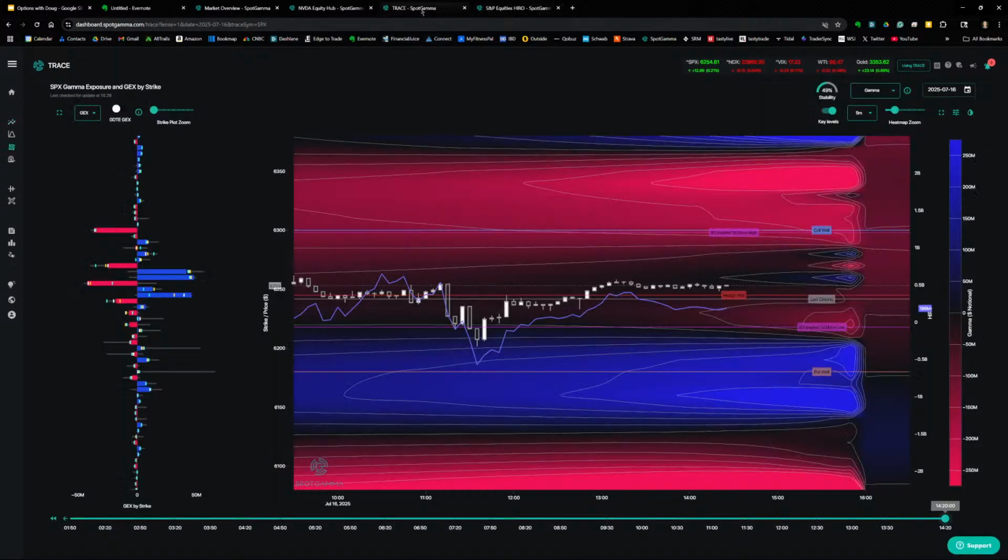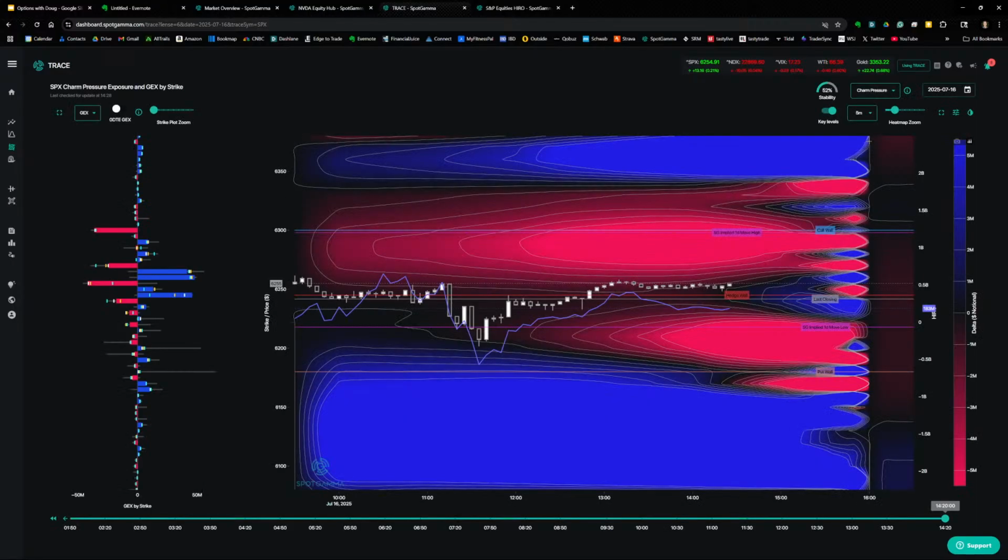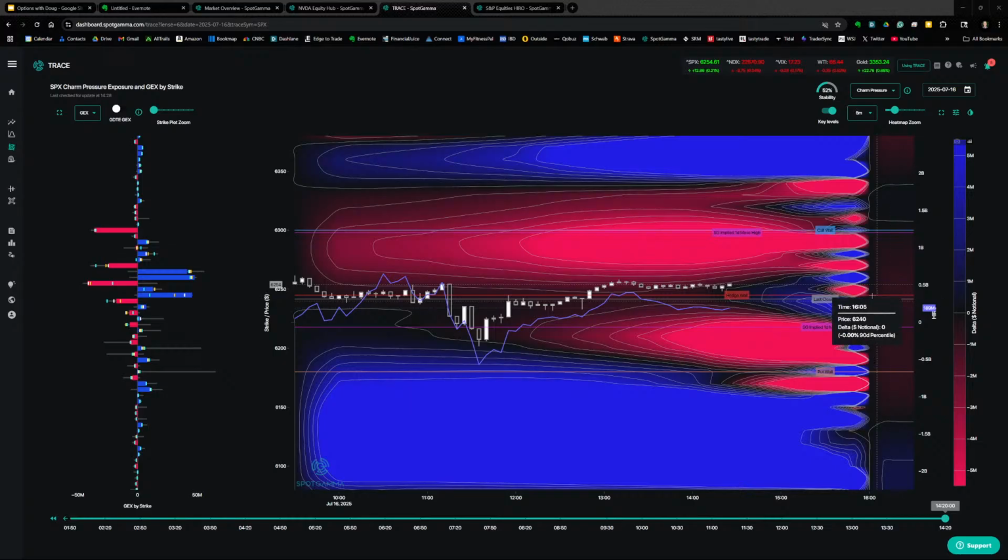Let's check trace. I'm going to go to Charm. Let's see if we can figure out where SPX might end at the end of the day. All right, so this is showing red selling pressure above due to Charm, due to time decay, the passage of time, options expire as time passes. So potential pinning targets. I'm looking for an area of blue buying support below, red selling pressure above. Here's one right here, right around the 6245 volatility trigger. So that would be one potential pinning target.